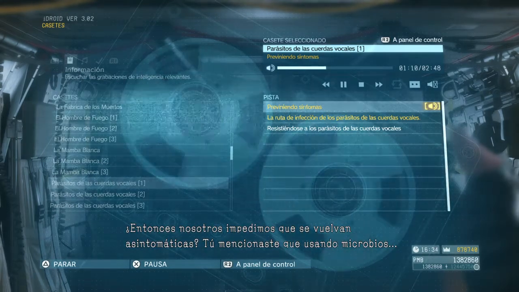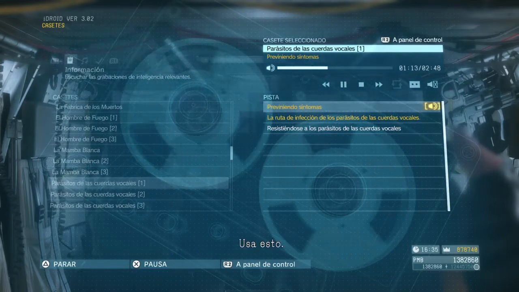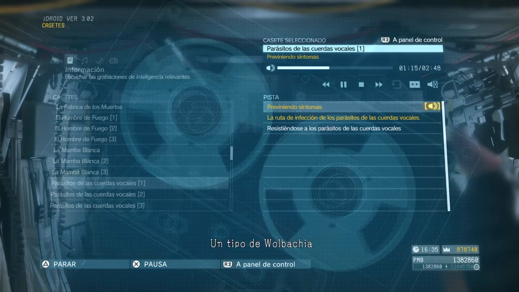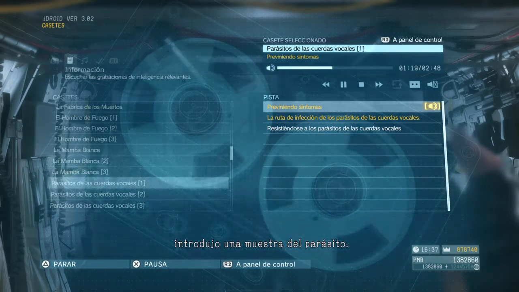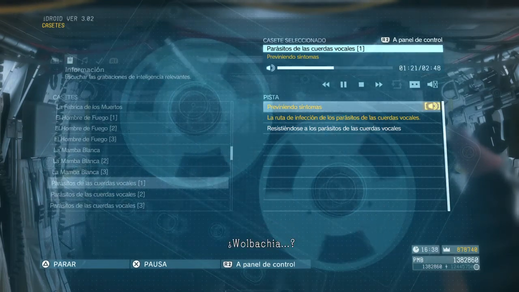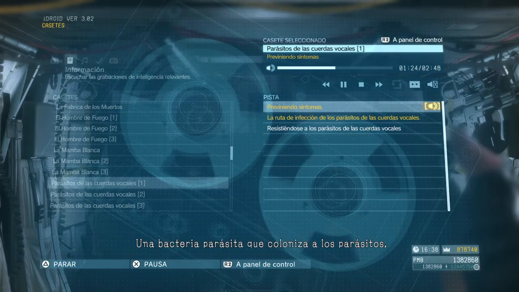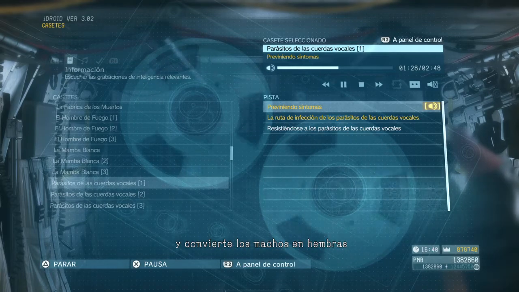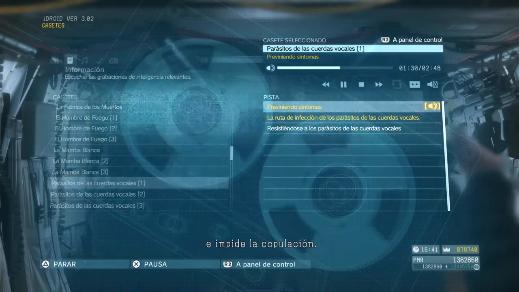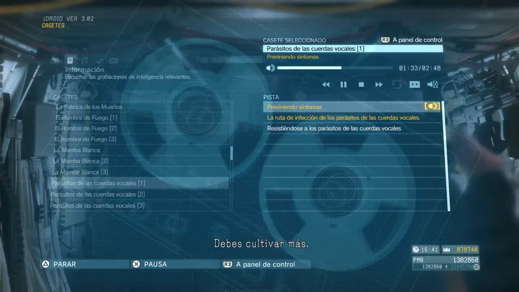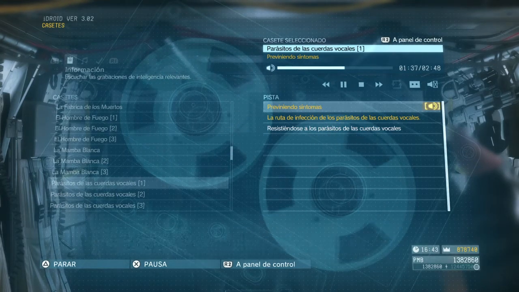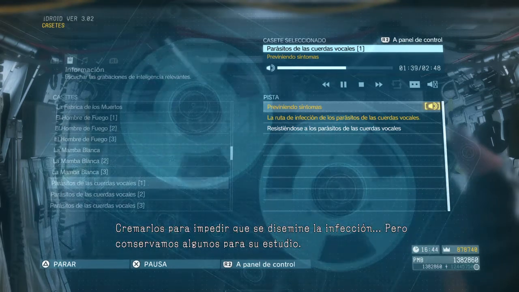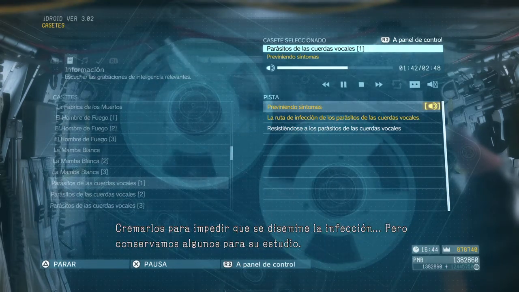You mentioned using microbes. Use this. A type of Wolbachia, introduced to a sample of the parasite. Wolbachia? A parasitic bacteria that colonizes the parasites, turning male to female and preventing copulation. You must cultivate more. What have you done with the infected bodies? Cremated to stop the spread of infection, but we did keep a few for study.